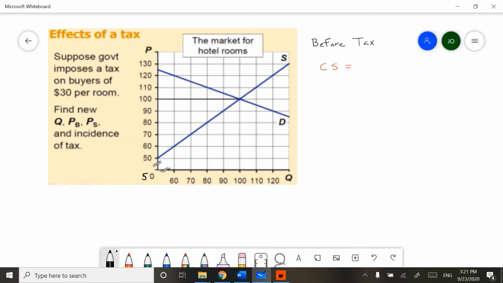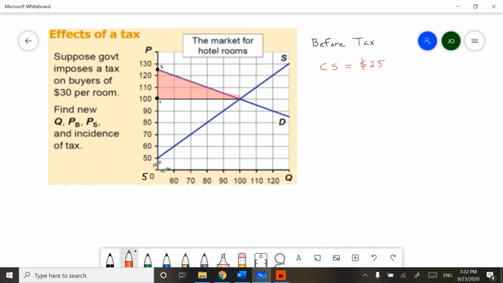This gives us the shape of a triangle. So we just need to figure out what the height of the triangle is and what the base of the triangle is. To figure out the height, we need to figure out the vertical distance. We're going to start at $100 and measure up to the top of the graph, which is 125. That means that the vertical distance of this triangle is $25.